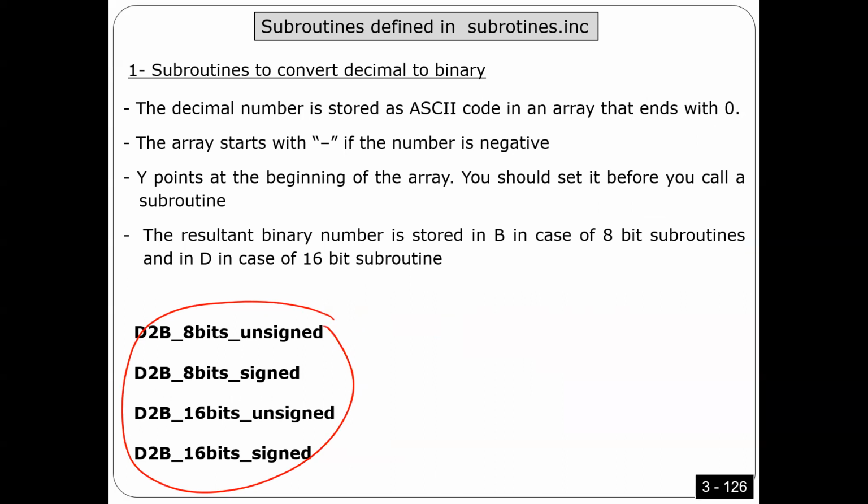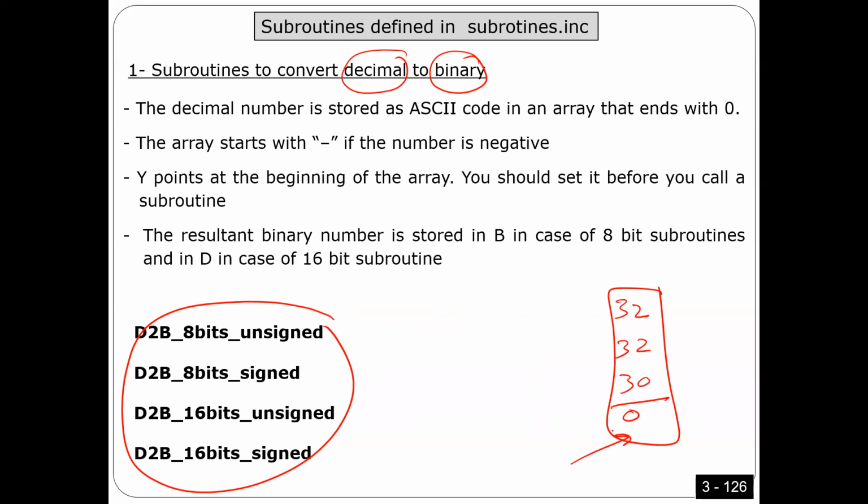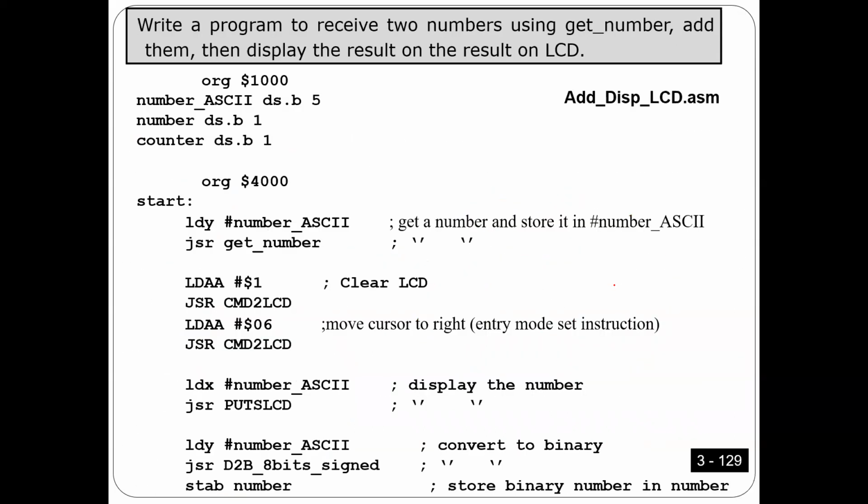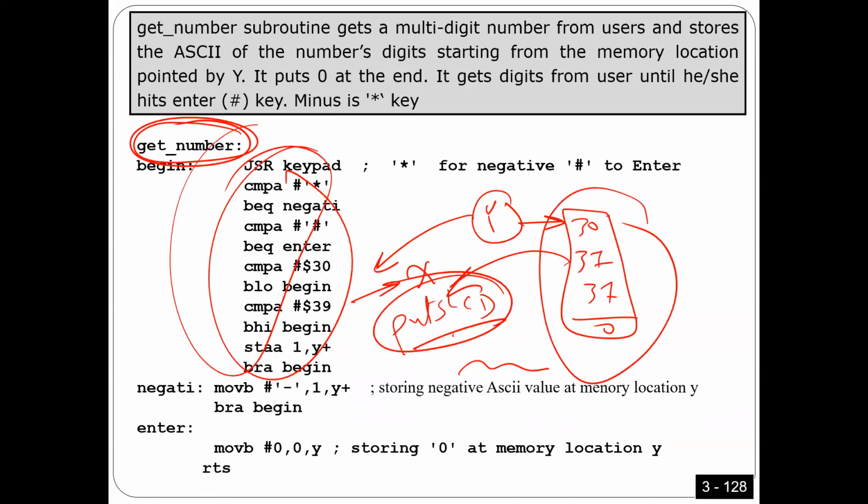So this function should convert decimal to binary. Is that okay? There should be a decimal number, for example, 32, 30, 30, and at the end it has to be a delimiter 0. And by the way, that's why I made this function compatible. This function may come from get number. So that's what I'm going to do right now in a program. I'm going to show how all these functions can be compatible.